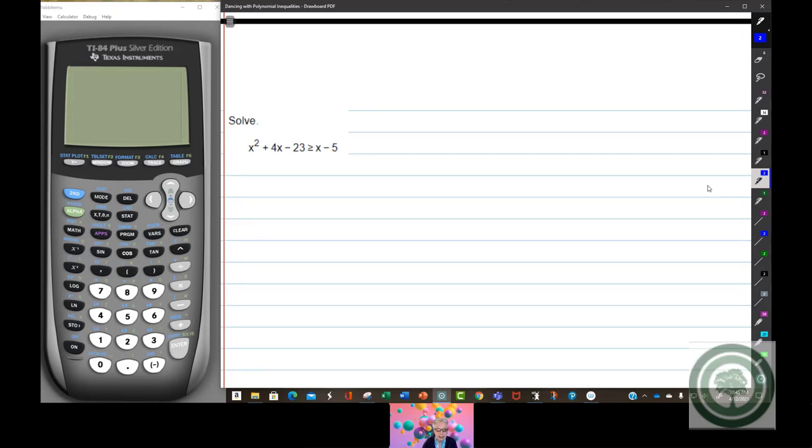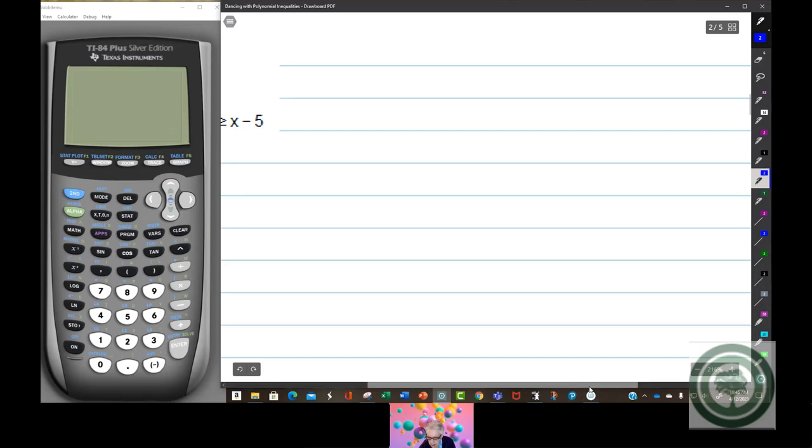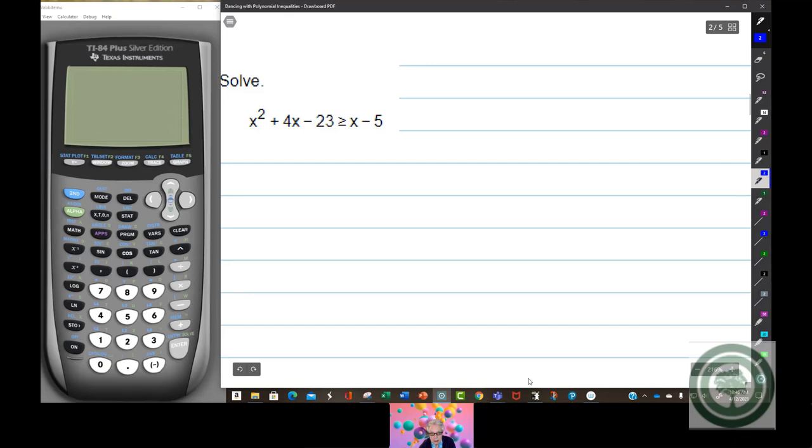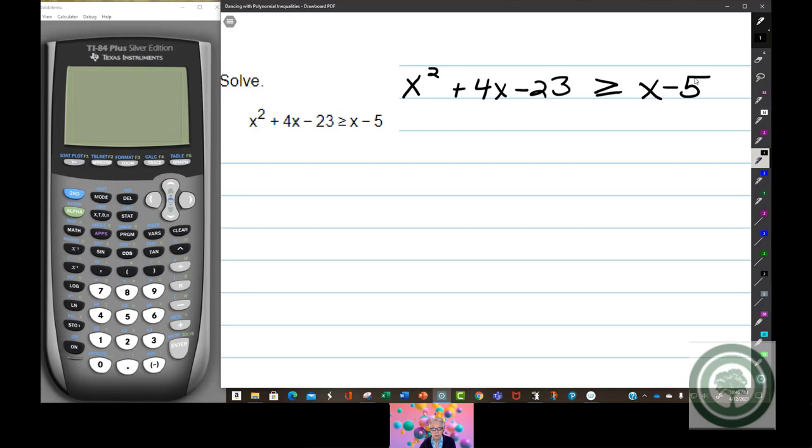Okay, now we have this, and I'm going to write it larger again so that you can see it. Maybe that's more visible now. Maybe it's not. I'm going to write it anyway. X squared plus 4x minus 23 greater than or equal to x minus 5. Let's put this into English.